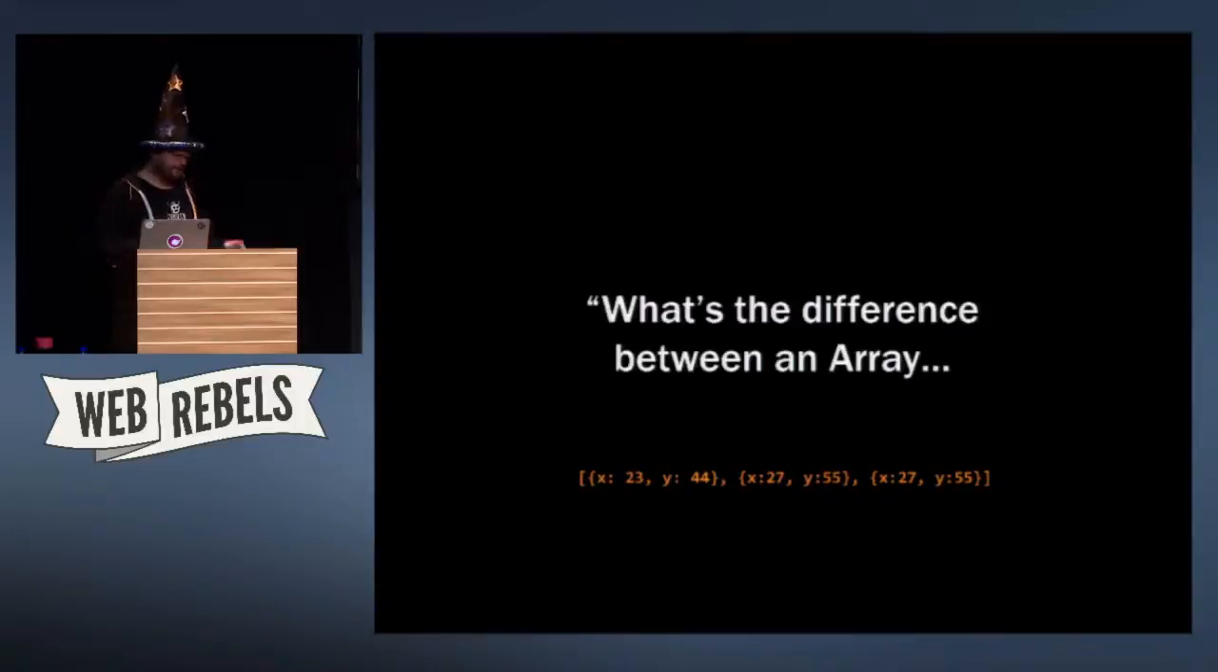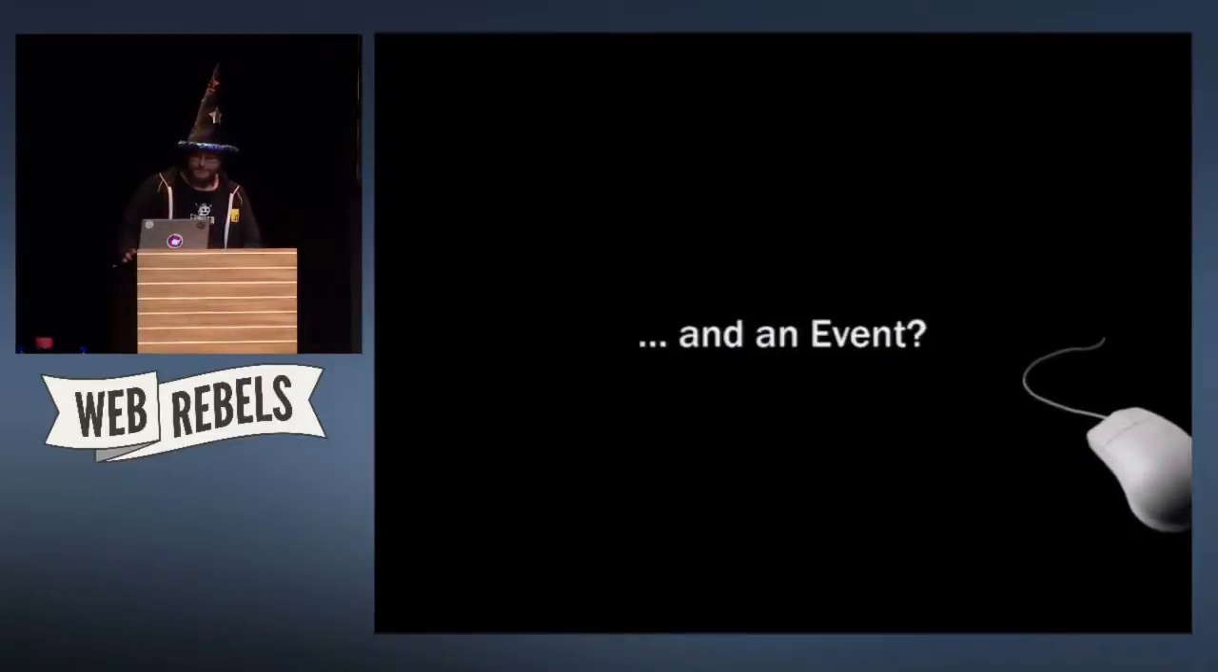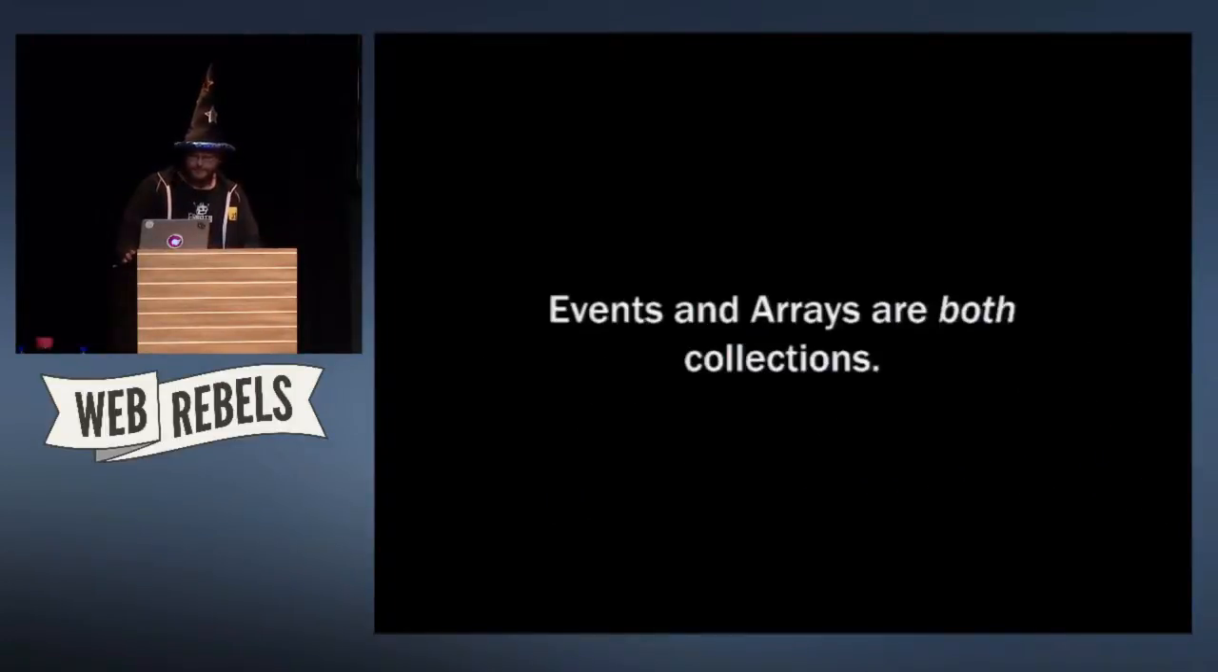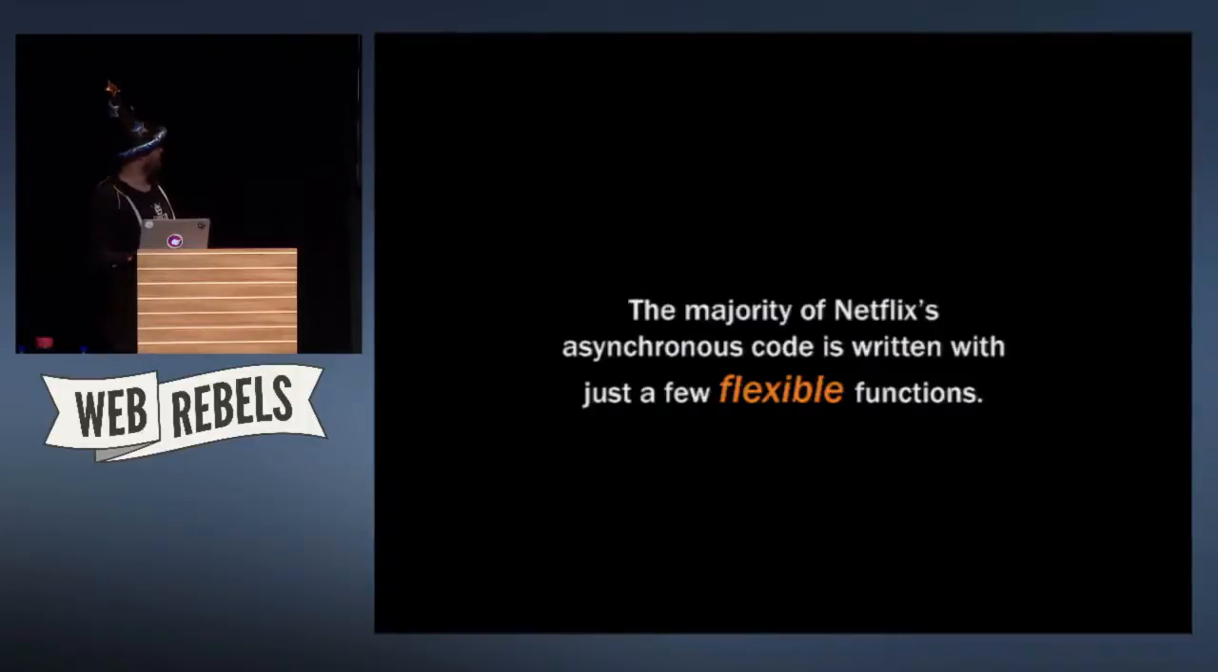So let me ask you, if we can distill this just a little bit, what's the difference here between an array and an event? And really, I don't think there's any difference at all, other than the fact that one is push and one is pull. They're both collections. In fact, that mouse is a database. Anything that you can do with an array, you should be able to do with your mouse. Why not?